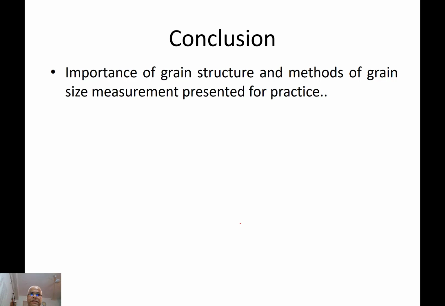In this presentation, basically, I've talked about the importance of the grain structure and the two methods of grain size measurement. One was the planimetric method and another was the intercept method.